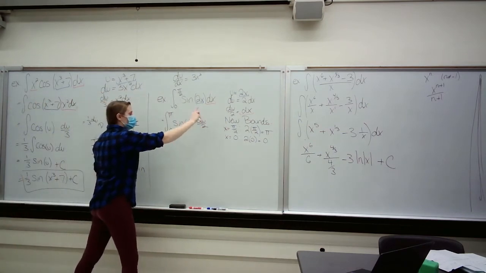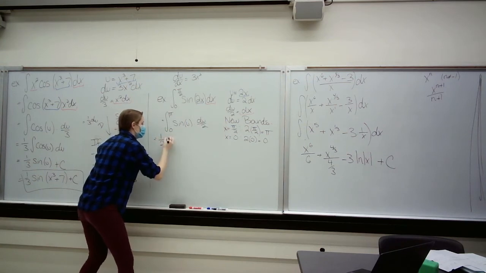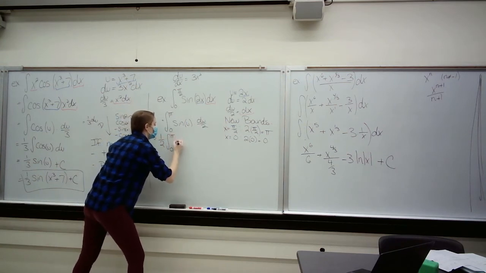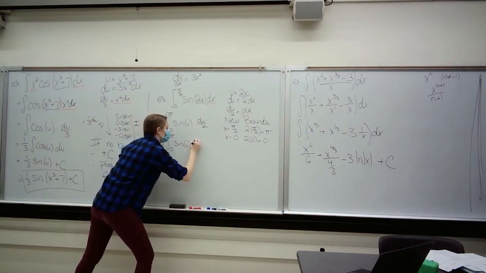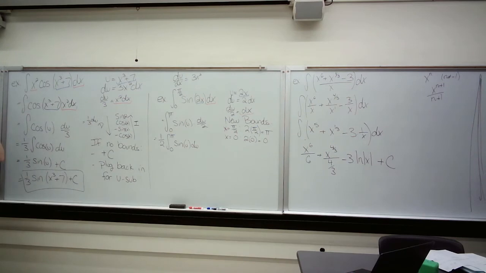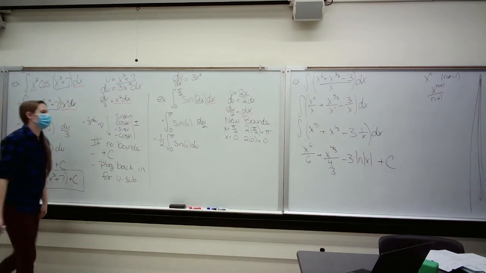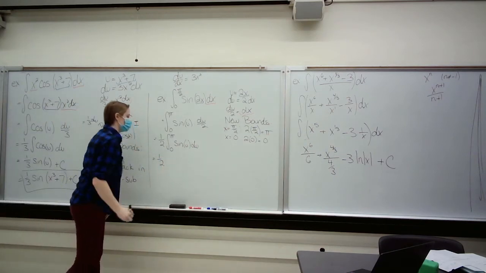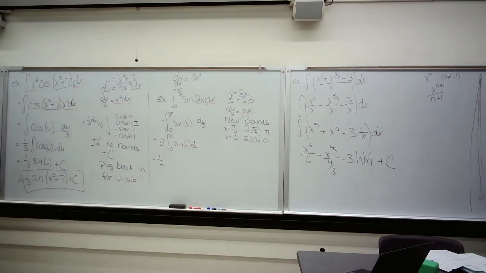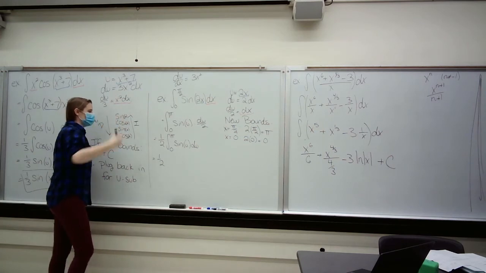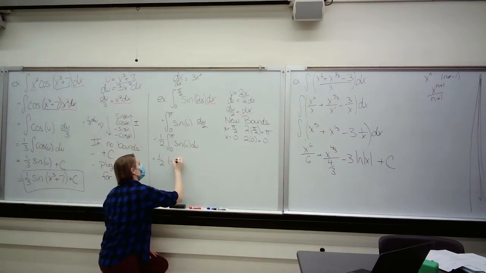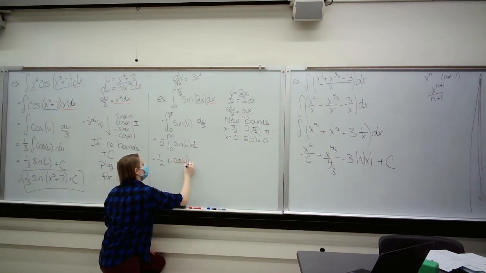So remember, this is just a 1/2 times du, so I'm going to pull out a 1/2. Integral from 0 to pi now of sine u du. So 1/2, what is now the integral of sine of u? Remember, we've gone through this. Negative cosine, yeah. So times negative cosine of u. Now we do our bar, from 0 to pi.